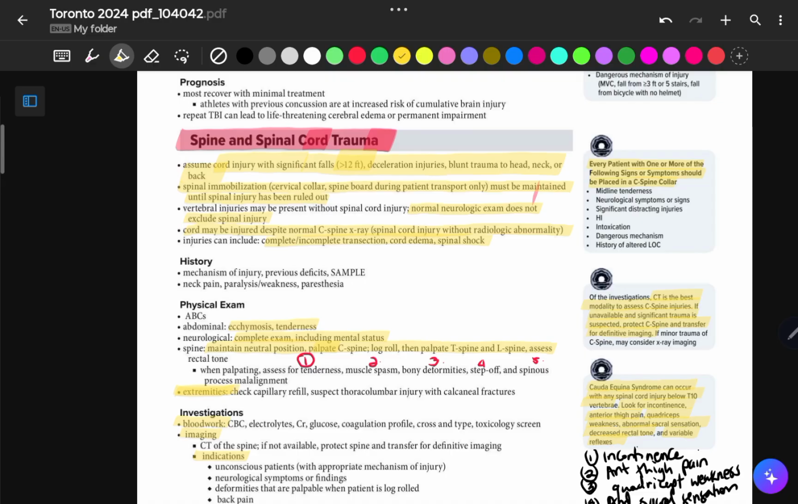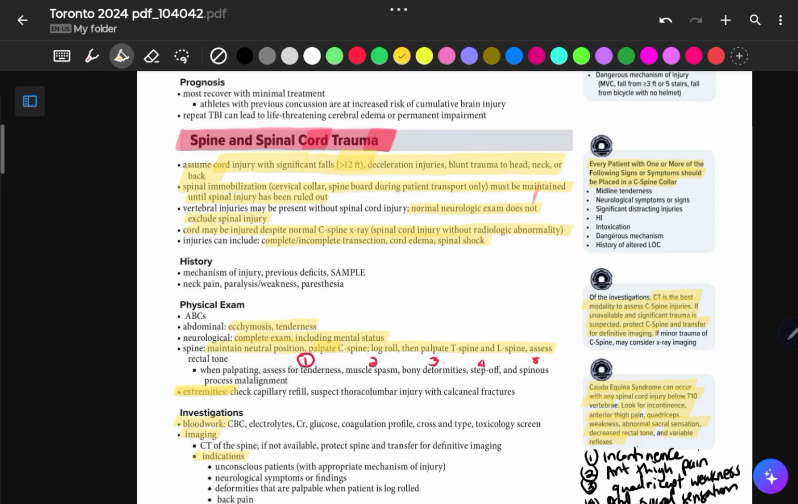Any head injury, C-spine collar. Patient intoxicated, C-spine collar. Dangerous mechanism, C-spine collar. History of altered level of consciousness, C-spine collar.